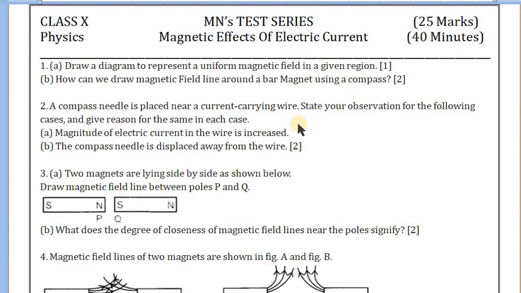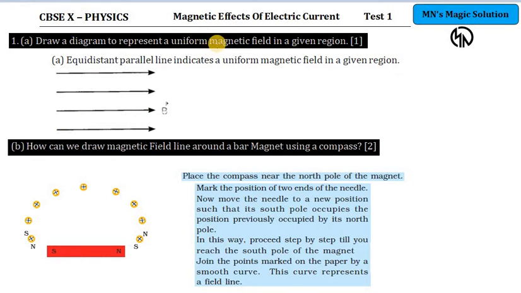Hi students. In magnetic effects of electric current, you would have completed a test for 25 marks, and here we are to discuss the answers for a self-evaluation. Question number 1, A subdivision. Draw a diagram to represent a uniform magnetic field in a given region. It's a 1-mark question. They have asked you to draw a uniform magnetic field.